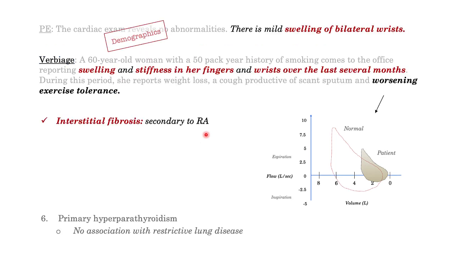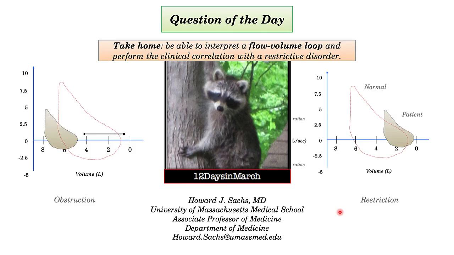So finally, here we have the identifying information: swelling of the wrists, swelling and stiffness in the fingers and wrists over the last several months, suggesting the patient has rheumatoid arthritis. The worsening exercise tolerance in the presence of restrictive curve tells us the patient has interstitial fibrosis, complicating rheumatoid arthritis. And that is today's question of the day.